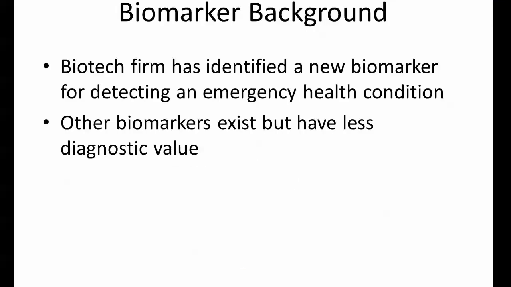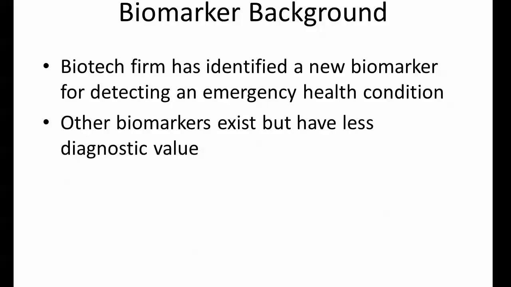So here's a bit of background. Client is a biotech firm, and they've identified a new biomarker for detecting an emergency health condition. In case you're not in the biomarker business, a biomarker is a bit of body chemistry, a chemical or something that's flowing through the bloodstream. And it turns out that various sorts of health conditions release different kinds of chemicals in your body. And if you can identify these and create a test that quantifies their presence or absence, sometimes you can detect diseases or adverse health conditions before they become obvious in some other ways.